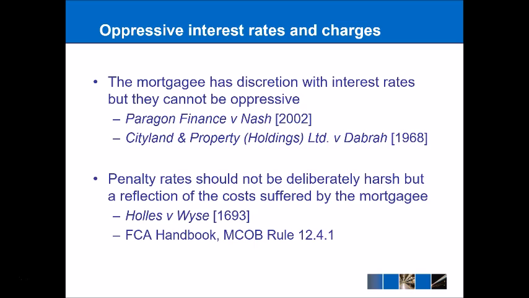And so MCOB just simply stands for Mortgages Conduct of Business, and 12.4.1 reiterates this principle in Hollis and Wise, that the penalty rate should be reflective of how much cost has been endured by the mortgagee, rather than being deliberately penalising.